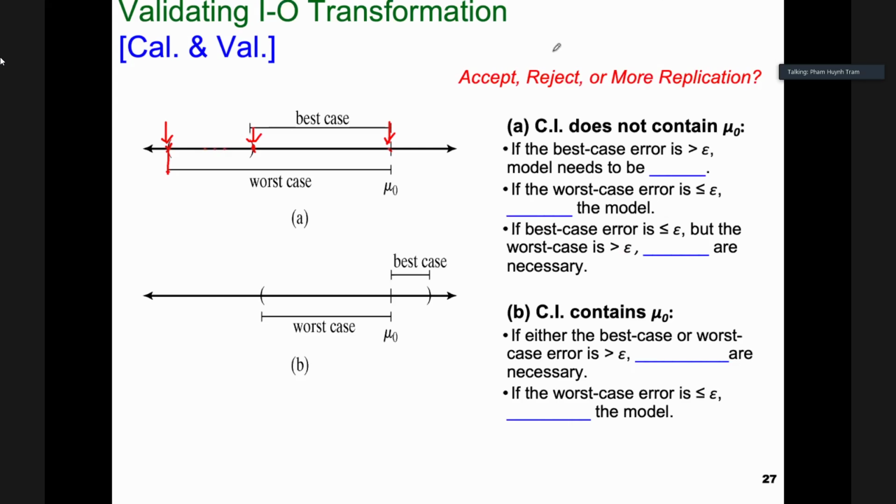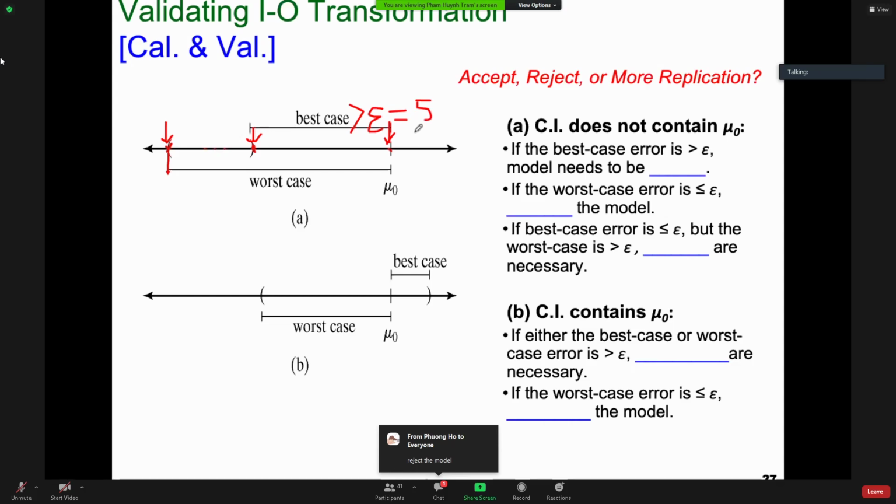If the best case error, the error being the difference between the simulation and the real system, is larger than the epsilon allowable, what should I conclude? Let's say the allowable epsilon is 5 minutes and my best case error is larger than the allowable 5 minutes. Is my model valid or invalid? Reject the model. Why? Phương, can you explain why you should reject the model, or why this is invalid?